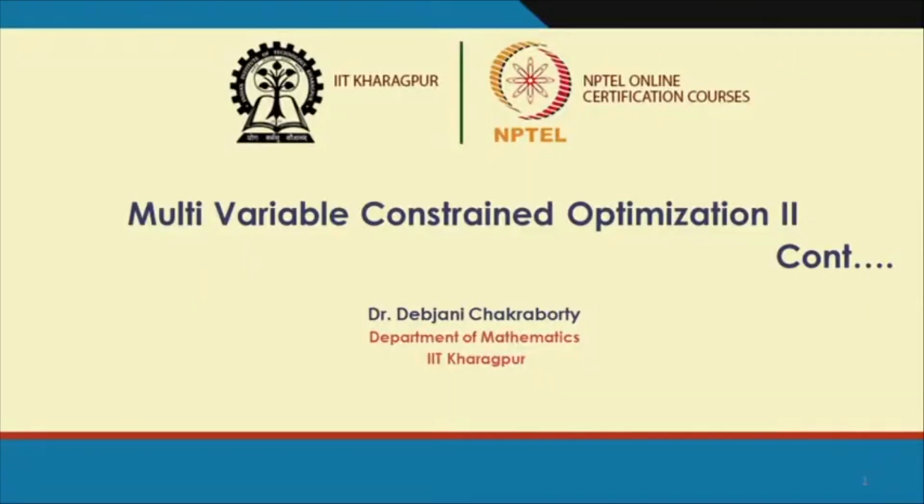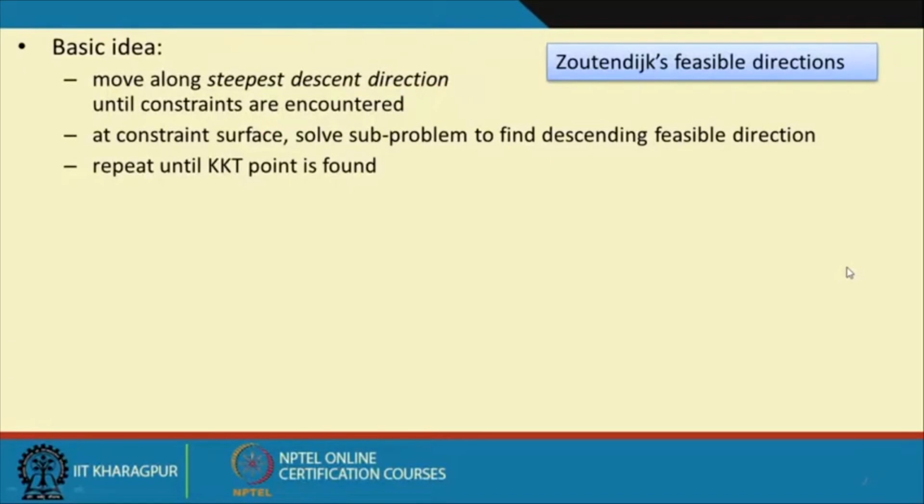Now, in continuation to my previous class on Zoutendijk's feasible direction methodology, today I will tell you more on that and I will do the example on that part. Now, in the Zoutendijk feasible direction technique, you have realized that we are looking for the descent direction for a minimization problem and the ascent direction for a maximization problem.